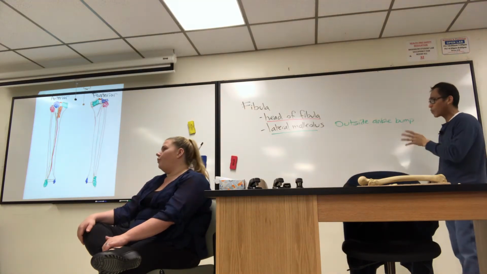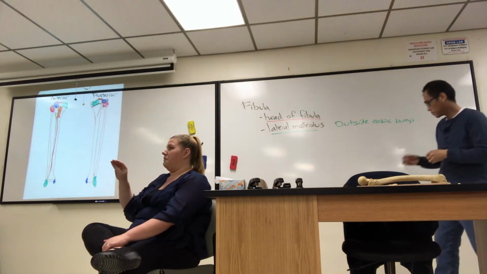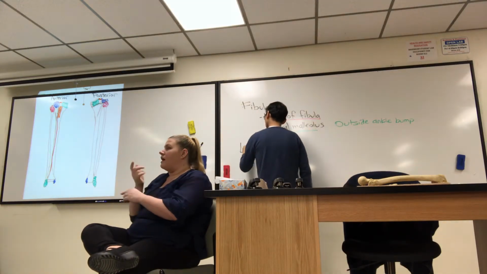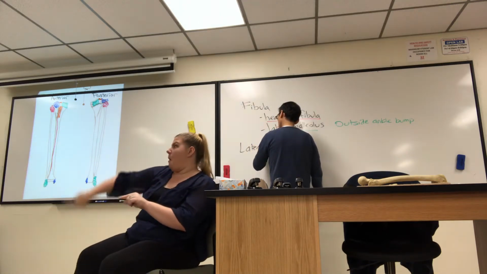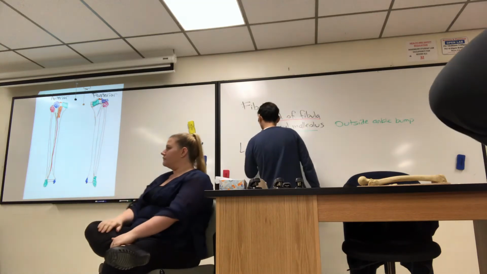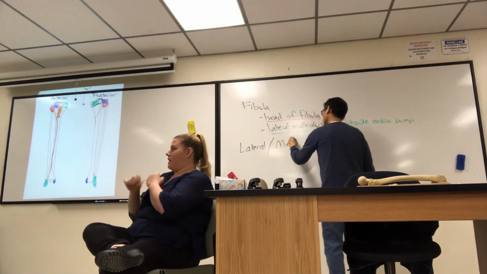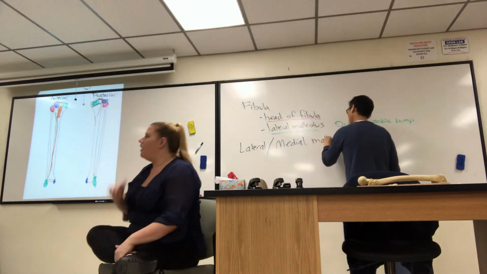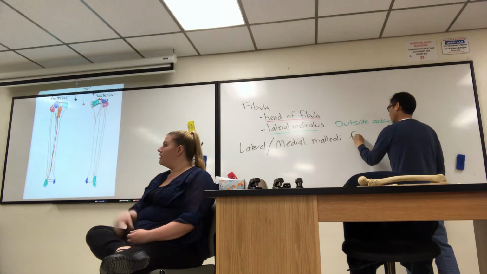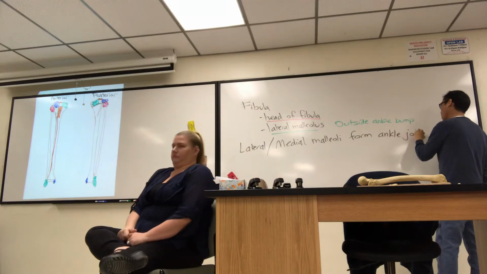So you have lateral malleolus and you have medial malleolus. They help stabilize the ankle joint. Lateral and medial malleoli, pluralize it, I guess, they form the ankle joint.